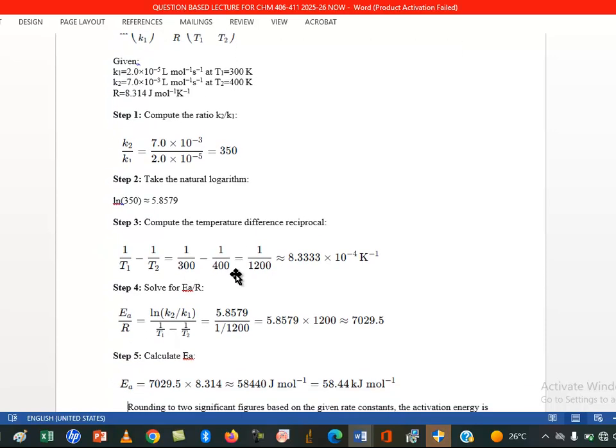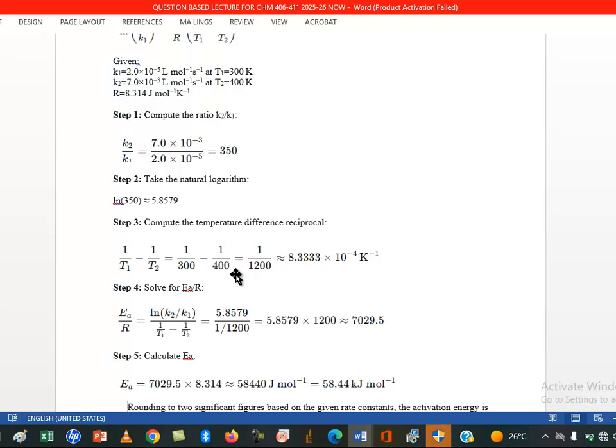Now to solve for E over R, you make ln K2 over K1 equal to E over R times 1 over T1 minus 1 over T2, and that will be equal to 5.8579 over 1 over 1200. So that will give you 7029.5. Okay, so that's what you have here as EA over R.